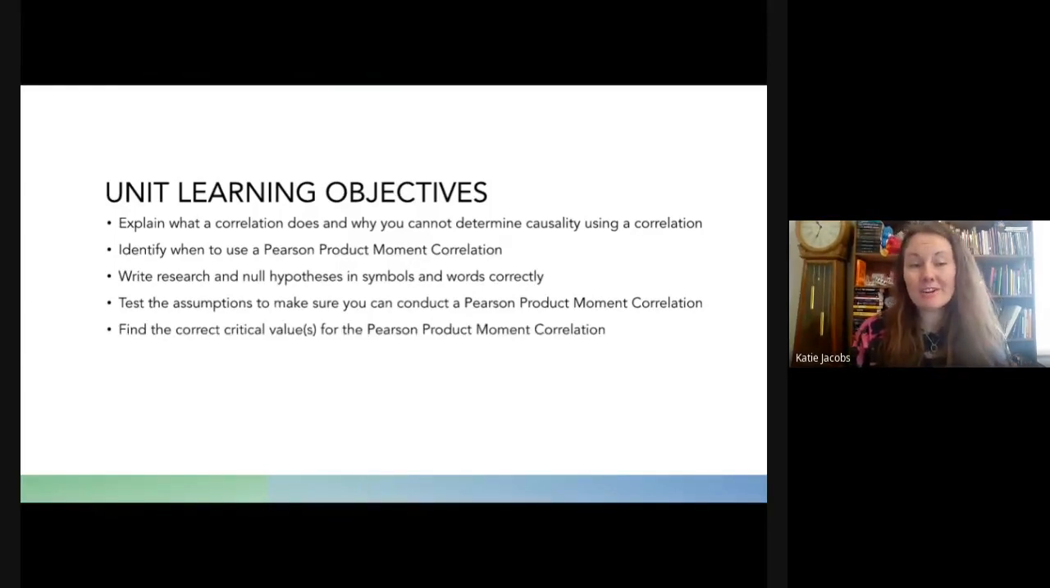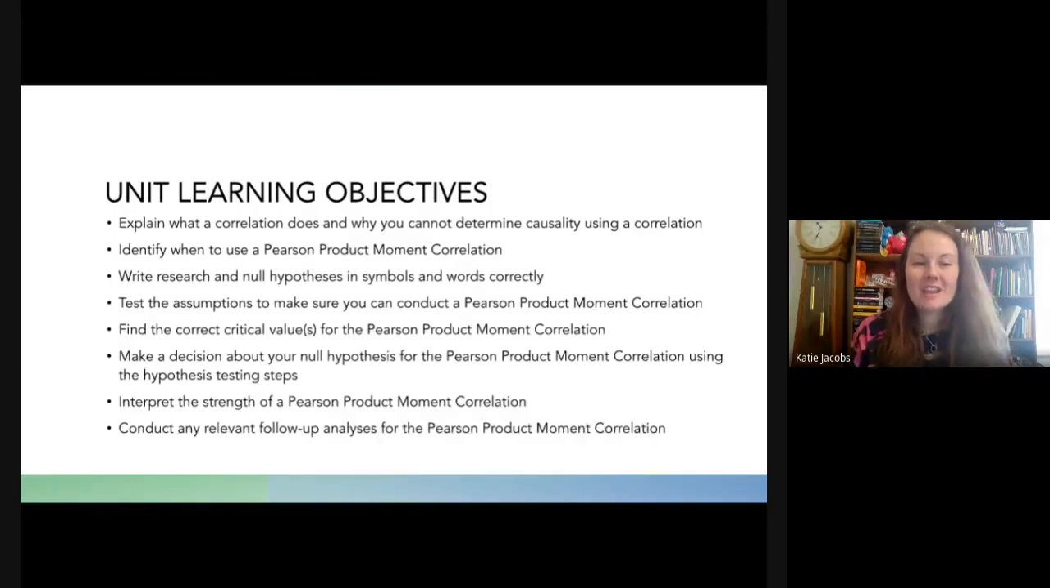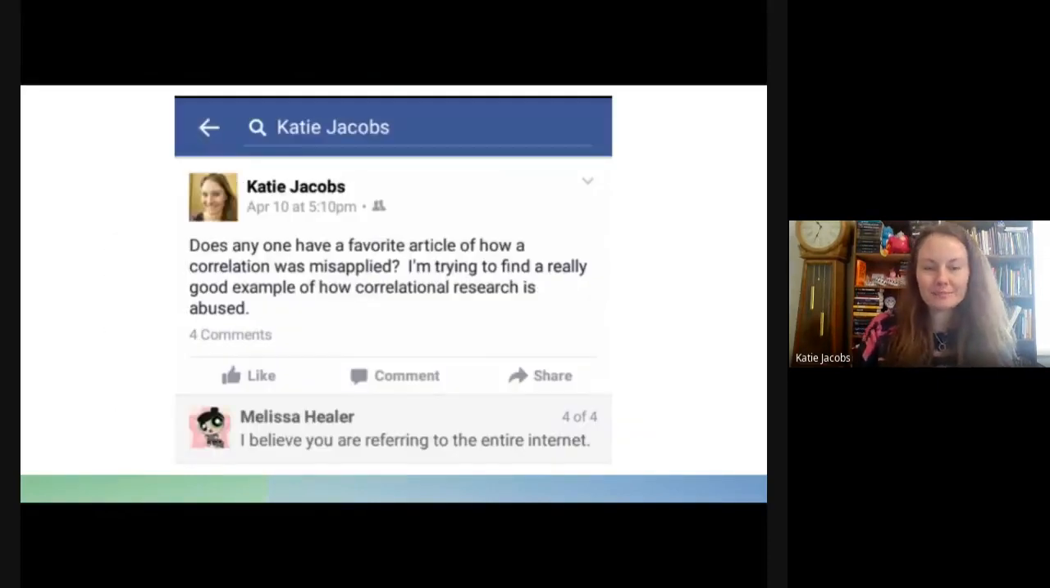I want you to be able to find the correct critical values for the Pearson product moment correlation. And then I want you to be able to make a decision about your null hypothesis for the Pearson product moment correlation using the hypothesis testing steps. And then I want you to be able to interpret the strength of a Pearson product moment correlation. And then I want you to be able to conduct any relevant follow-up analyses for it if you have significant results. All right, let's go ahead and get started.